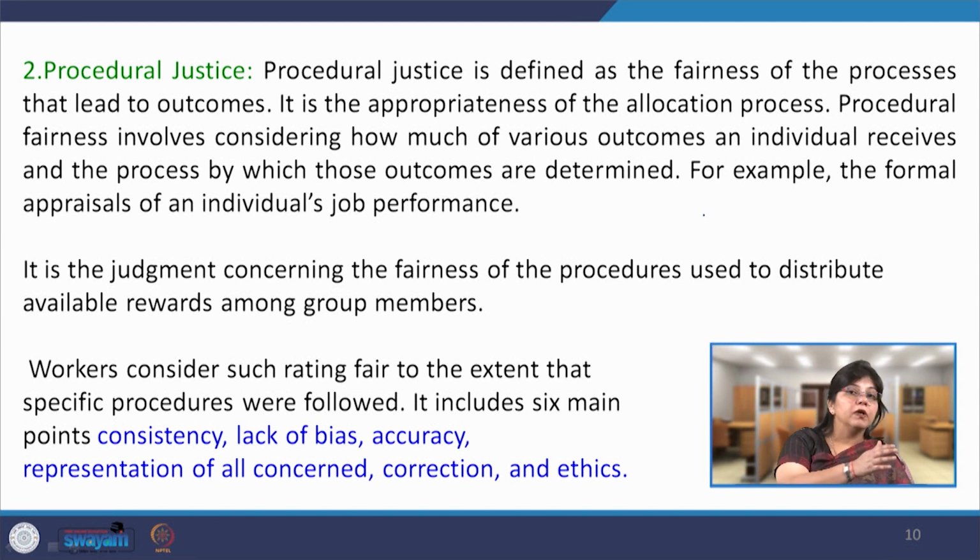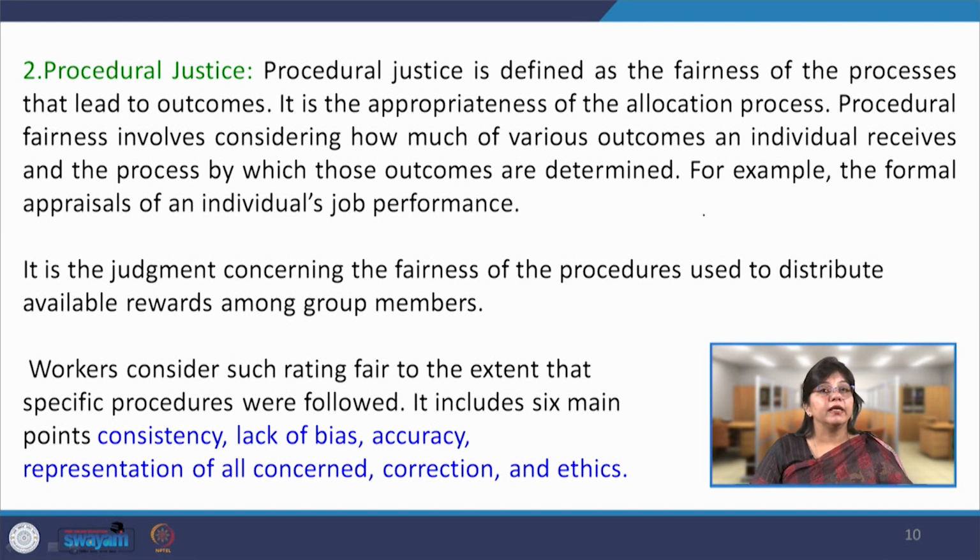It should not be that one policy is very simple for a particular group of employees and the other policy is very difficult to measure the performance of the other group of employees. That creates dissonance, that creates dissatisfaction. This is how this leads to dissonance and how organizations make an effort to resume that balance in terms of perception of fairness among employees. It is a judgment concerning the fairness of the procedures used to distribute available rewards among group members. It particularly connotes appropriate policies and procedures which measure equality, which measure fairness in performance.